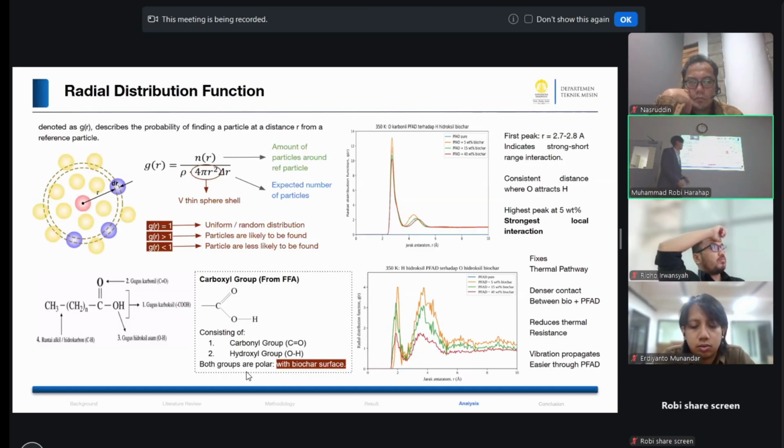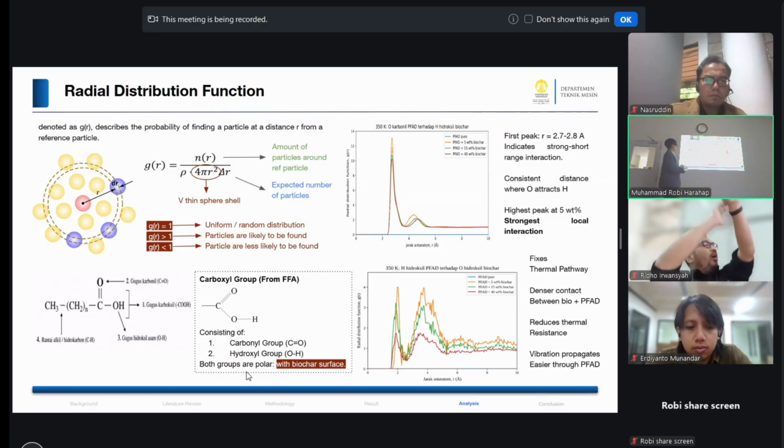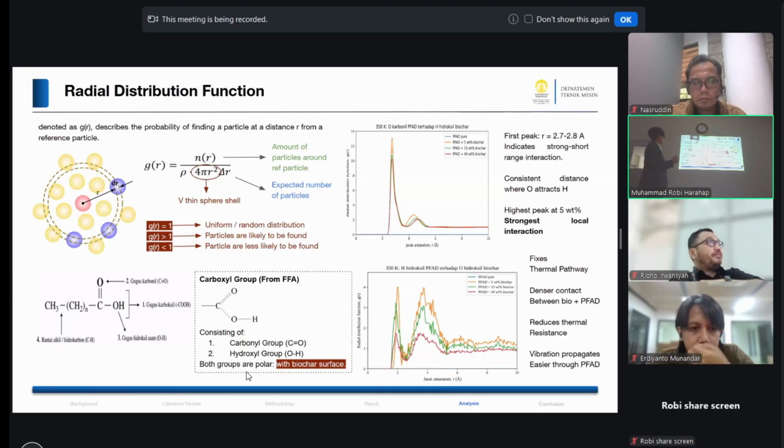PFAD has several groups that are polar, which will interact really well with biochar. The first one is the carboxyl group. The carboxyl group consists of carbonyl and hydroxyl, C=O and also OH, which both are polar. And then let's see the effect here. Here we can see that the first peak is at R between 2.7 and 2.8. This indicates a strong short-range interaction. From a distance of 2.7 to 2.8, there are a lot of biochar atoms or biochar molecules, and it is consistent across all PFAD additions, and the highest peak is at 5% biochar.